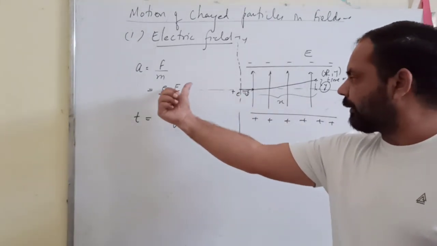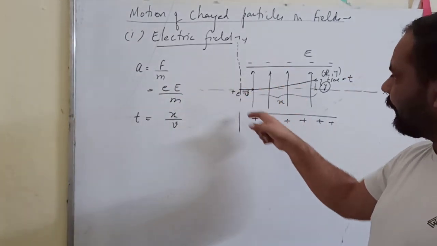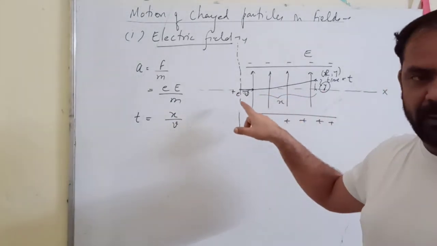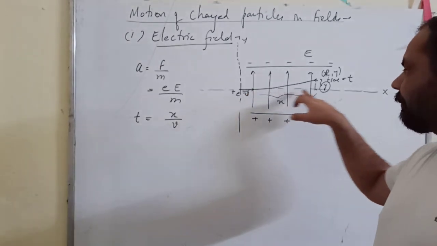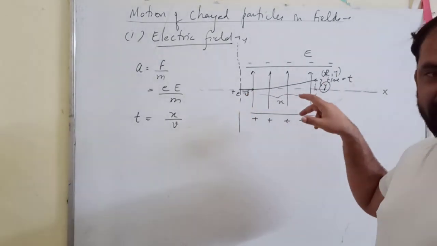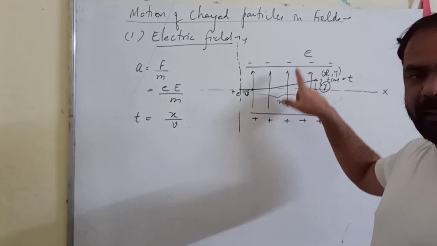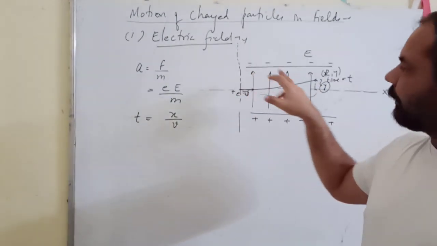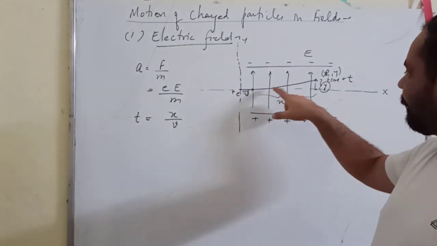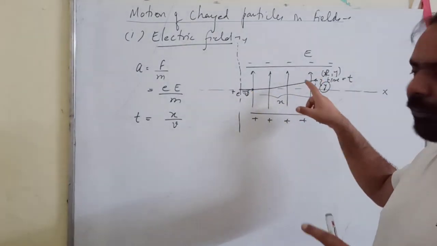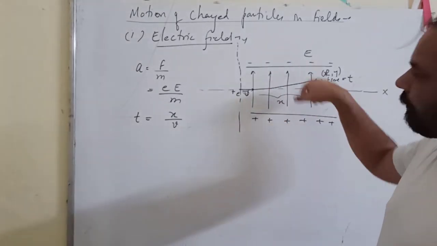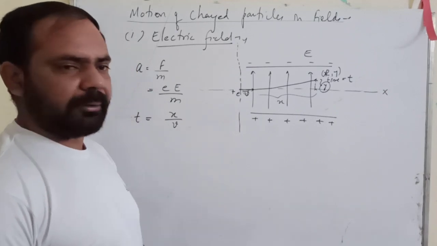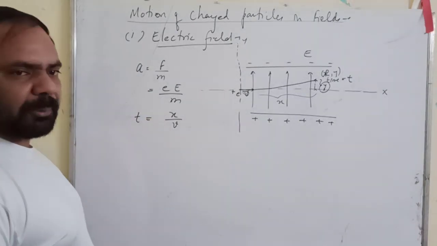The charged particle entered along x into the electric field. Since there is no horizontal force acting on it, the horizontal velocity will remain v. The only force acting is vertical, and that will give another component of velocity due to the electric field, and the charged particle will move along the resultant of v and that velocity provided by the force of the electric field. So time taken is x upon v.